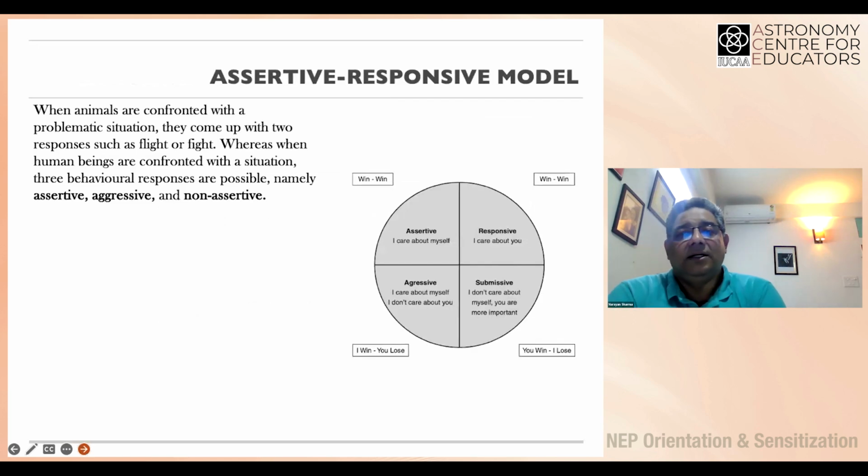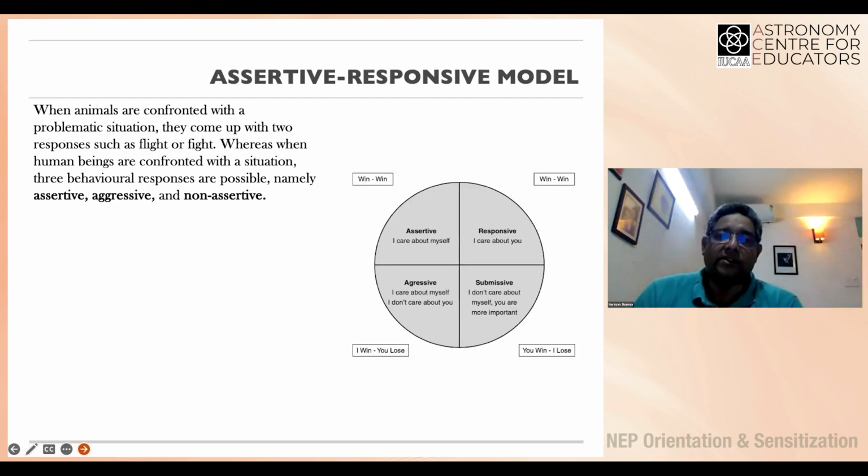Then the third is that assertion is very important as a soft skill. In animals, whenever they are confronted with a problematic situation, they come up with two responses: either to fight or to flee. Either they fight or they just run away. Whereas whenever we face a situation, we have three behavioral responses, and these are assertive, aggressive, and non-assertive.